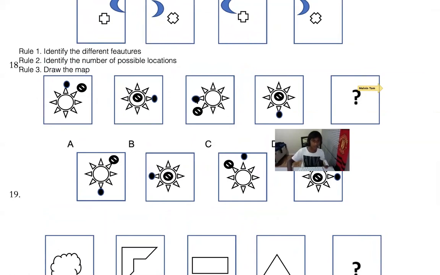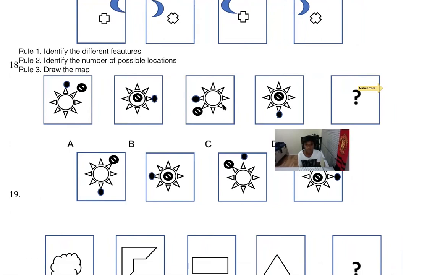The circle, and the circle with the line inside it, the stop sign, and the sun. Awesome. So those are the 3 different features. Rule number 2 is identify the number of possible locations.